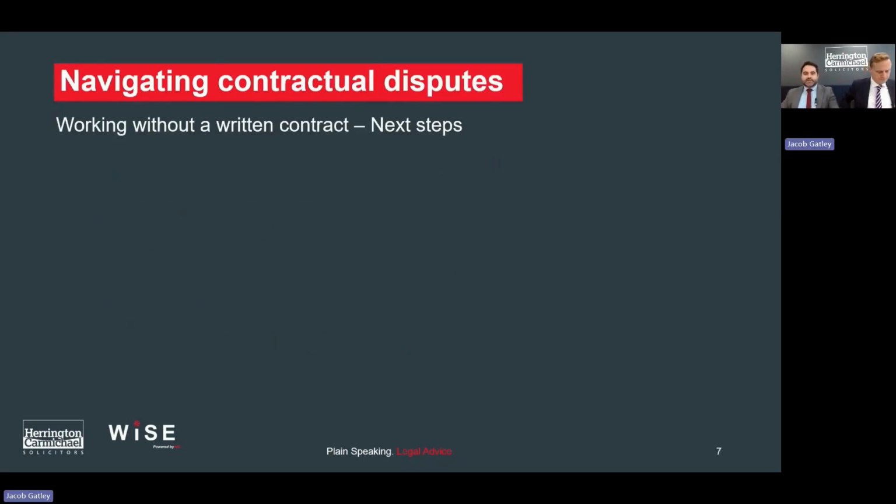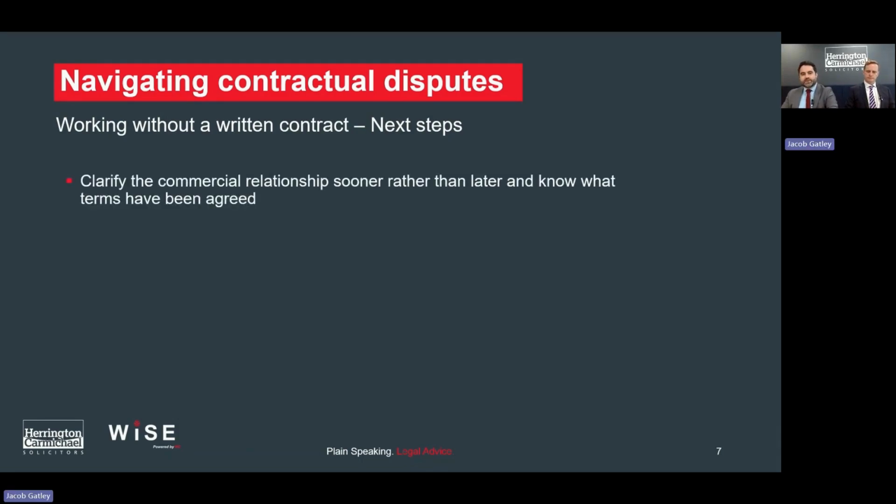Next is our selection of top tips and considerations when working without a written contract. Firstly, it's useful to clarify the commercial relationship sooner rather than later and know what terms have been agreed. It can be really useful to draw up what we call a heads of terms document, so it clearly summarizes what you're going to be achieving, the key terms, and that you intend to formalize the agreement. Only by entering into a signed written contract will the agreement be legally binding.